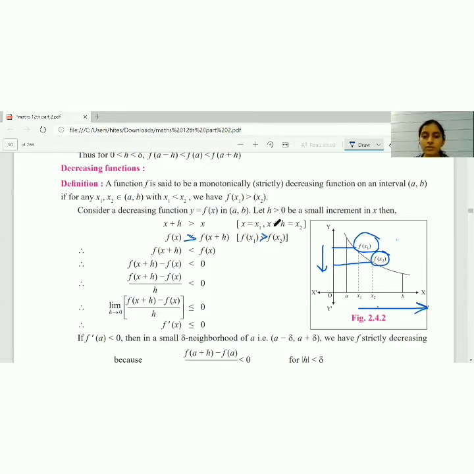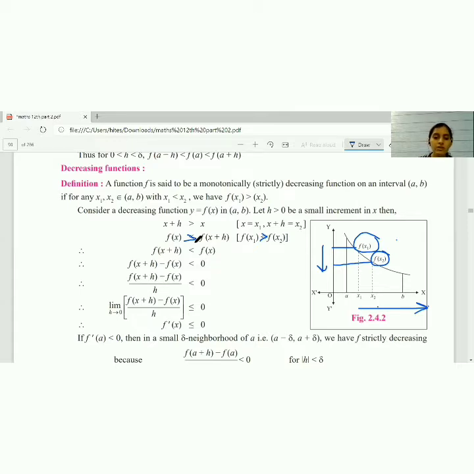Okay, so considering a decreasing function, that is an exponentially decreasing function, y is equal to f of x in (a, b). Let h be a small increment in x. So again, we'll follow the same method: x plus h is greater than x, and f of x will be greater than f of x plus h. This is what I was saying is a printing mistake; it should be greater. That means even if I'm adding a small value to x, the function f of x plus h will be less than f of x.